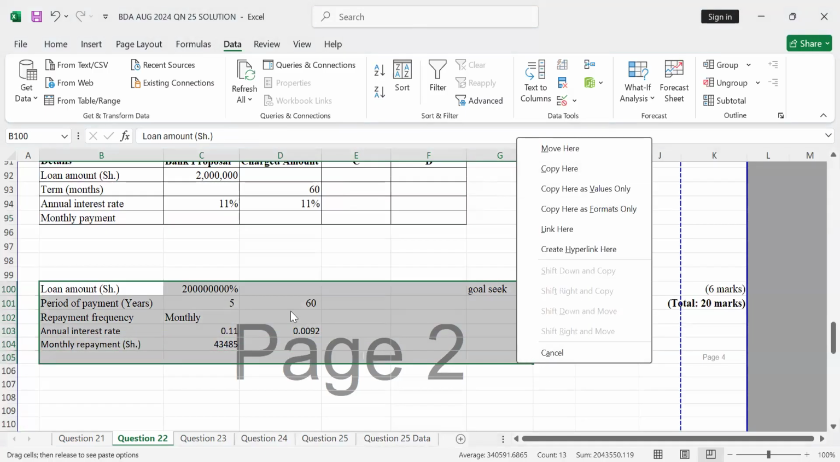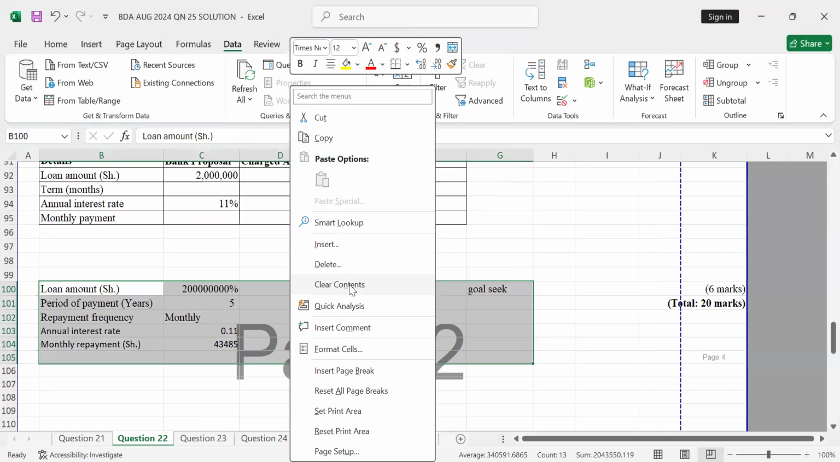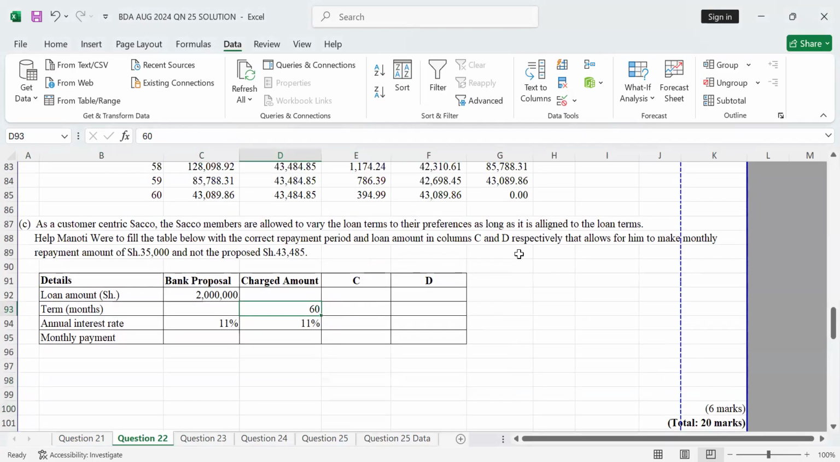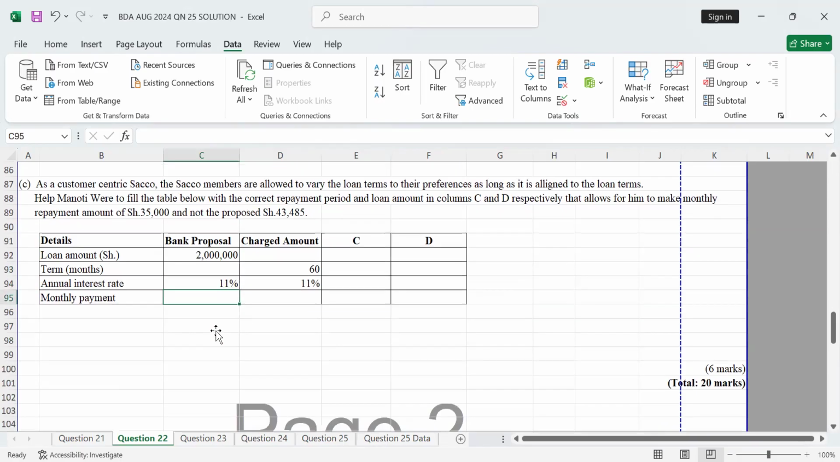Can clear the data. This is 10 months, the monthly installments.